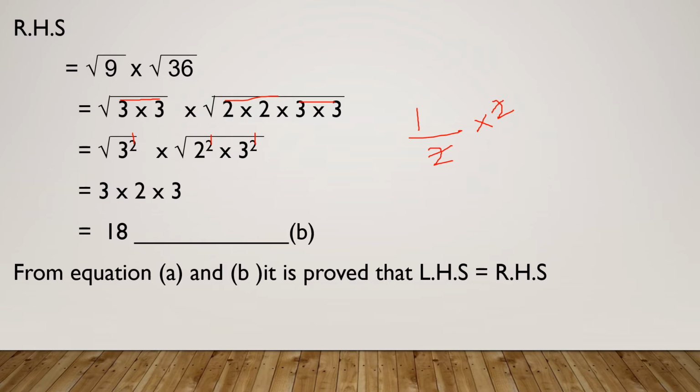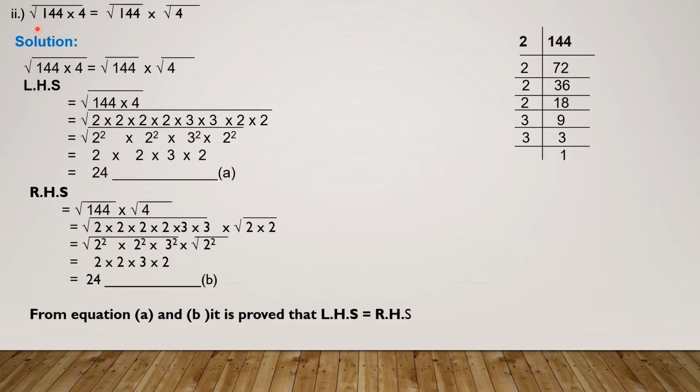Now see on the previous slide, left hand side is also 18. From equation A and B, it is proved that left hand side is equal to right hand side. Now part number 2: square root of 144 multiplied by 4 is equal to 144 under the square root and 4 is separately written under the square root. We have to prove this equation.